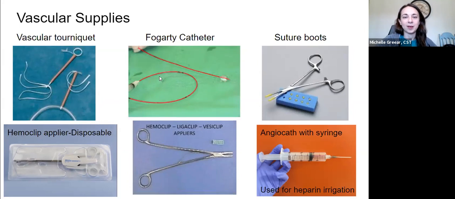Next are your Fogarty catheter. So it's definitely different than a Foley catheter. We're going to stick it in a vessel, then blow up that balloon behind the embolus or thrombus. And then when you retract that catheter, it's going to pull that embolus and thrombus out. So that's how we are removing these blood clots. So after a Fogarty catheter, I talk about suture booties.